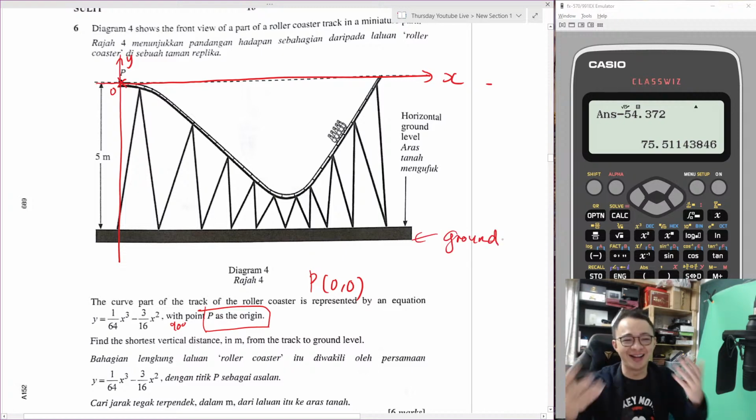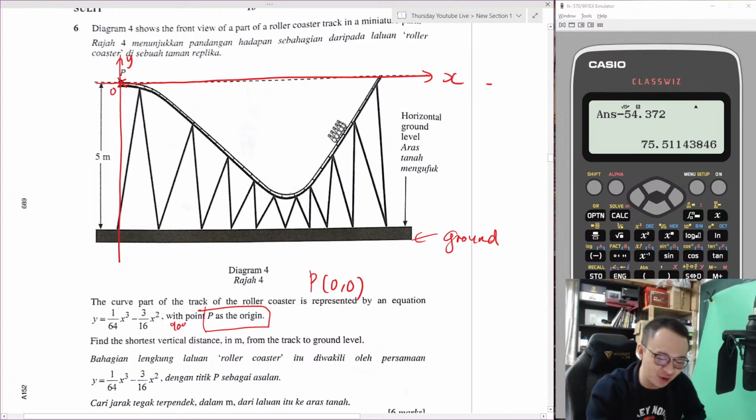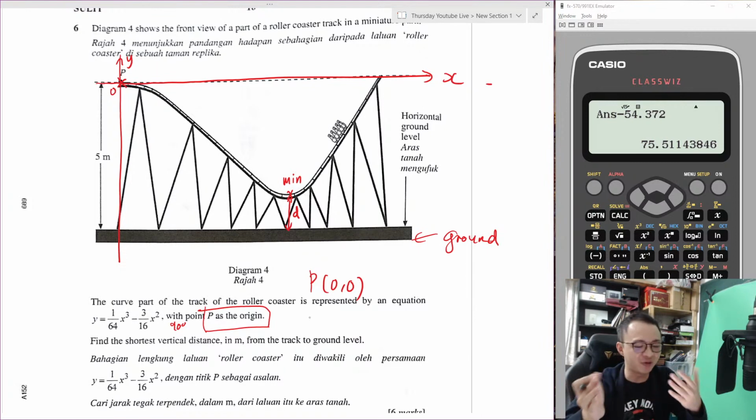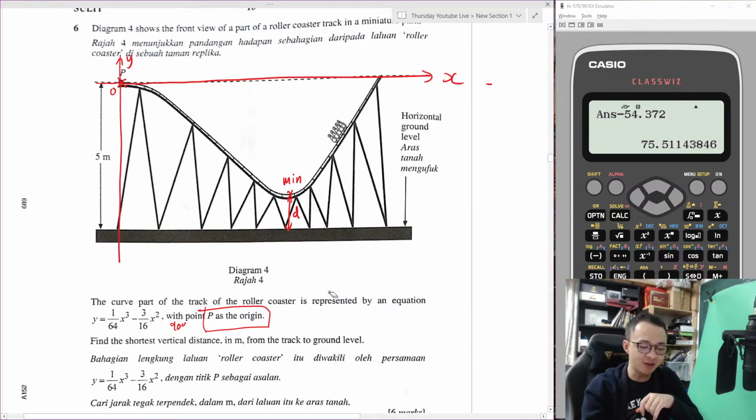So based on human eyes, I will assume the shorter distance should be at the minimum point here. So from the minimum point to the ground, this is where the shorter distance is. By understanding this logic, what we want to do is find the minimum point. We have the cubic equation. Then there's only one way for us to find the minimum point, which is differentiation. If you have a quadratic equation and want to find the minimum point, you can still do completing the square. But for a cubic equation, there is only one method to find the minimum point, which is to make dy/dx equal 0.